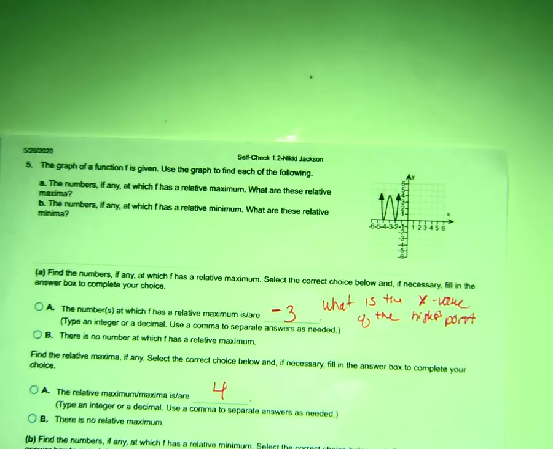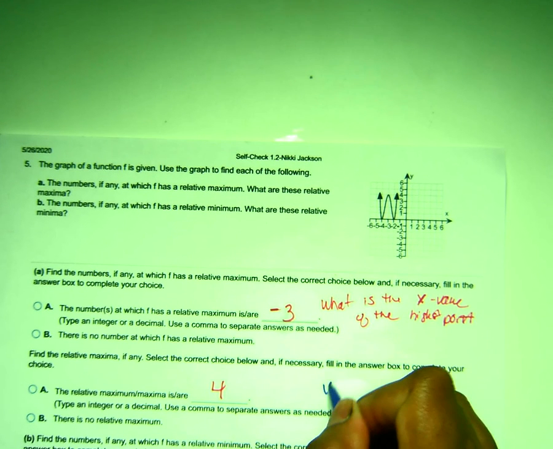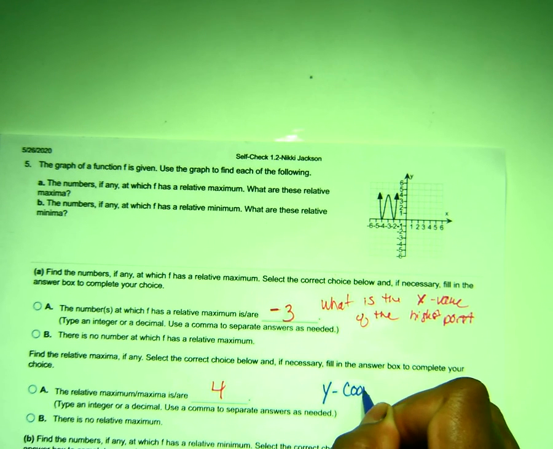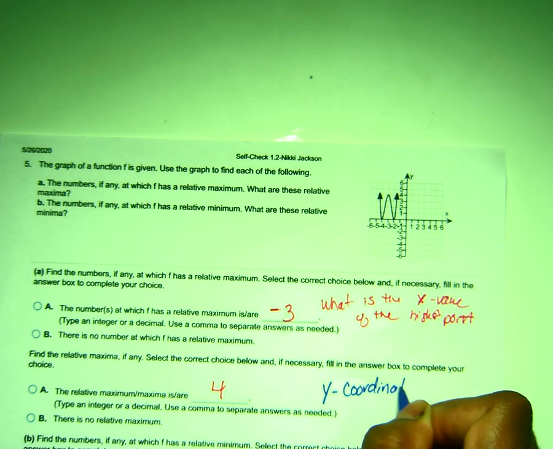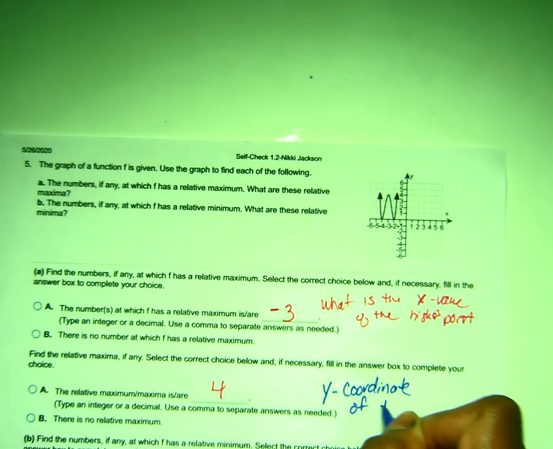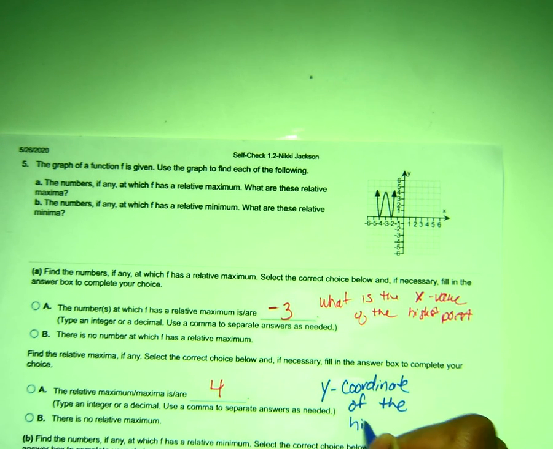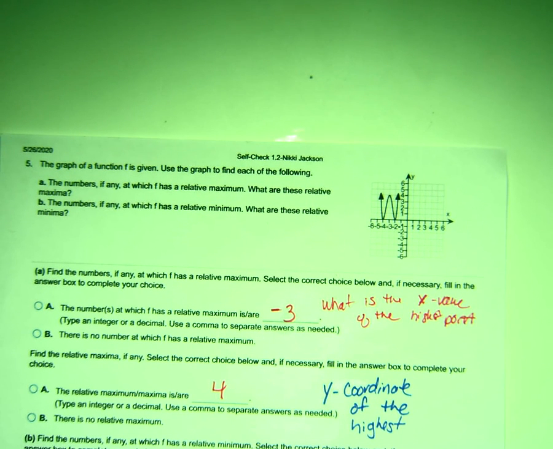But that second part is asking, find the relative maximum. So this is your x coordinate. This is your y coordinate. So let me write that right there. So that is the y coordinate of the highest point. So pay close attention to your coordinates when you're doing these.